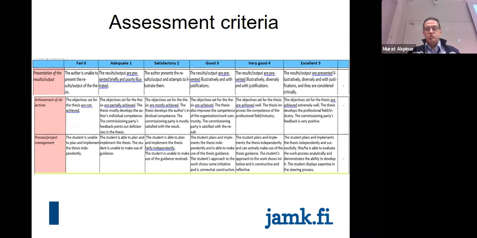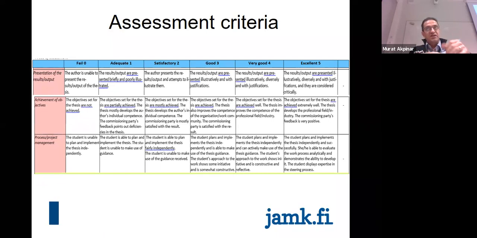And of course, those of you who are doing it, who have been assigned by a company, we also ask for an evaluation from the company representative. So, Ming, you are doing it for your company. So we will ask also for an evaluation by your manager.